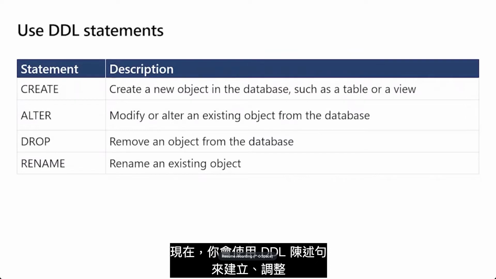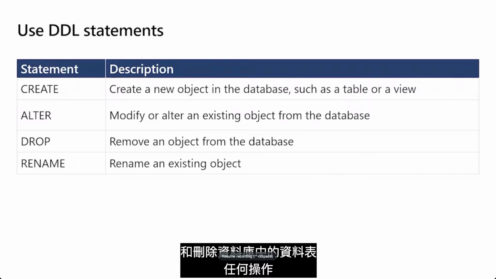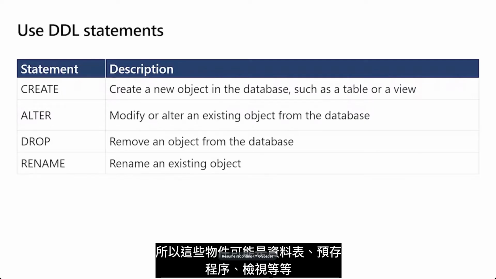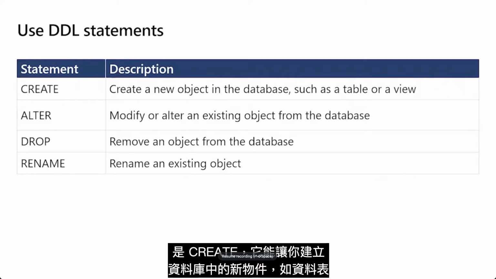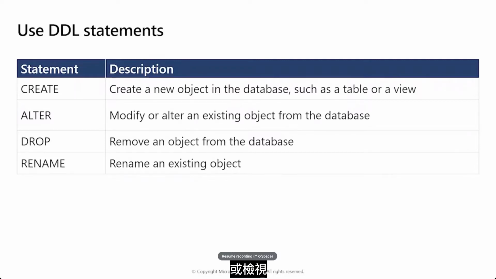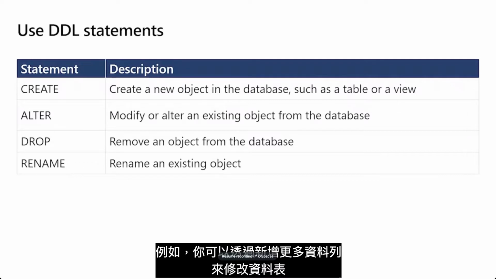Now, you use DDL statements to create, modify, and remove tables and other objects in the database. So these objects could be tables, stored procedures, views, and so on and so forth. Now, the most common DDL statements, or data definition language statements, are create, which allows you to create a new object in the database, such as a table or a view, or alter. So alter allows you to modify the structure of an object. For instance, you can alter a table by adding more columns to it.